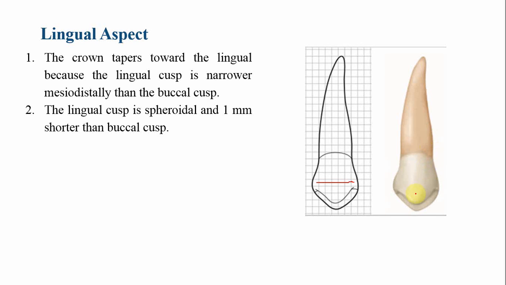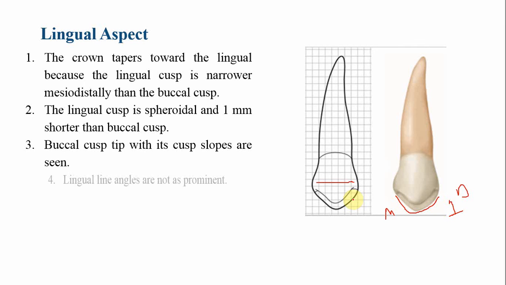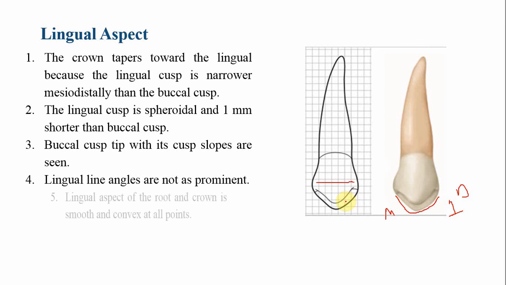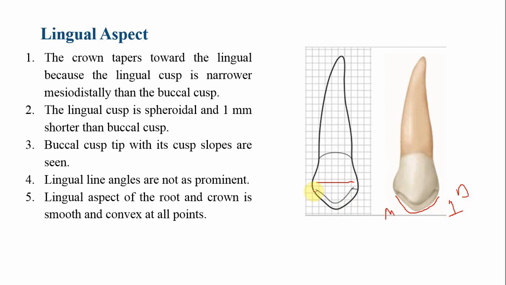The lingual cusp is spheroidal in shape, so it has a less prominent outline compared with the buccal cusp, and it's 1 millimeter shorter than the buccal cusp, as mentioned earlier. Therefore, from the lingual aspect, the tip and the slopes of the buccal cusp can be seen. You can see the mesial and distal cusp slopes and the tip of the buccal cusp from the lingual aspect, because the buccal cusp is longer than the lingual cusp. The lingual outlines, as mentioned earlier, are not as prominent. Finally, the lingual aspect of the crown is smooth and convex at all points.